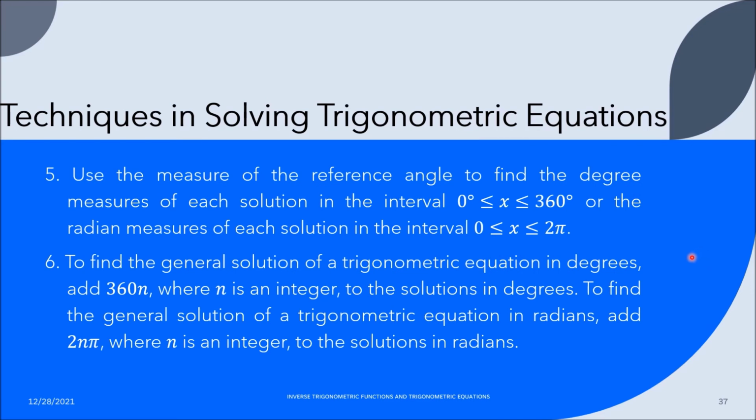Use the measure of the reference angle to find the degree measures of each solution in the interval x is greater than or equal to 0 degrees but less than or equal to 360 degrees, or the radian measures of each solution in the interval x is greater than or equal to 0 but less than or equal to 2 pi. To find the general solution of a trigonometric equation in degrees, add 360n, where n is an integer, to the solution in degrees. To find the general solution of a trigonometric equation in radians, add 2n pi, where n is an integer, to the solution in radians.